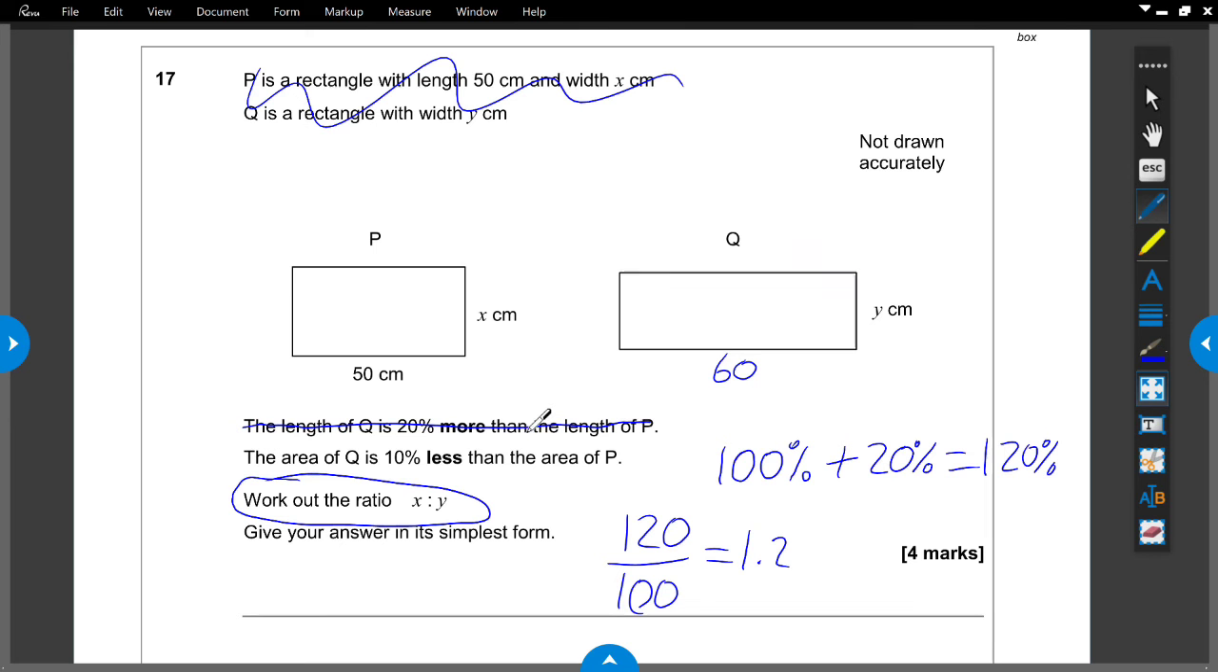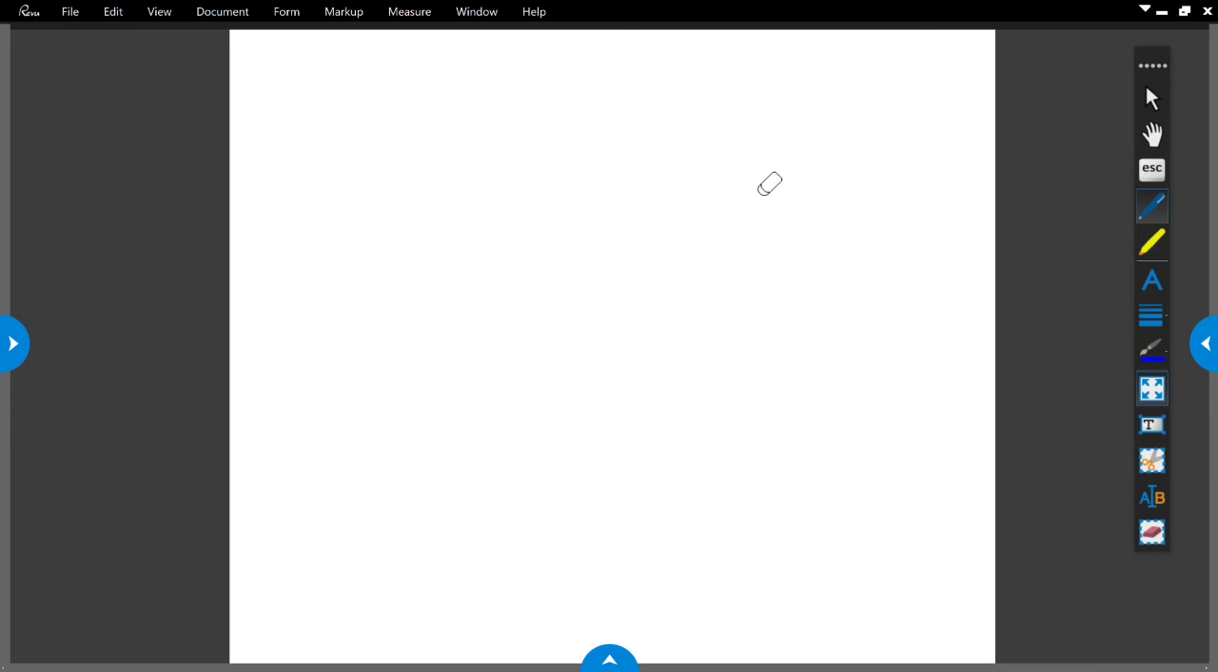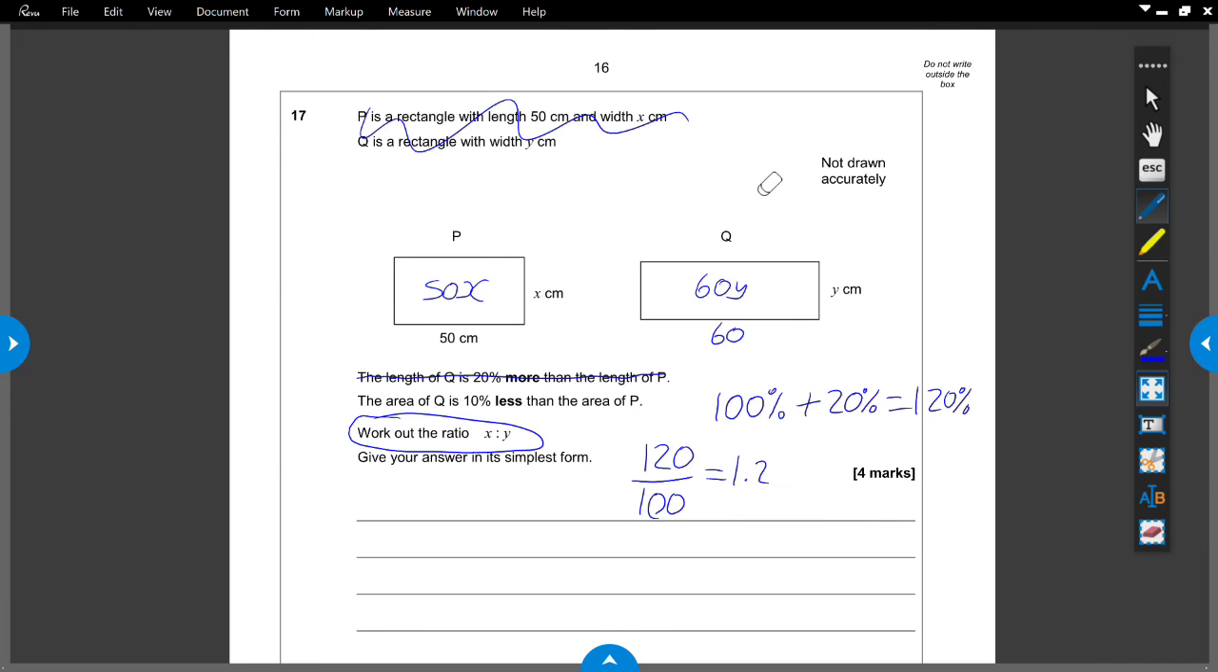The area of Q is 10% less than the area of P. So if we worked out the area of Q, then the area of a rectangle, that's base times the height. So 60y, that must be our area. And for this one, 50 times x, that's this area. And we're told that the area of Q is 10% less than the area of P. So 10% less, that must be 90% of a value.